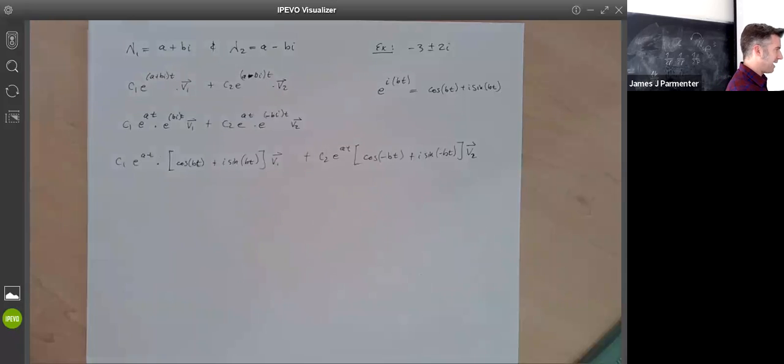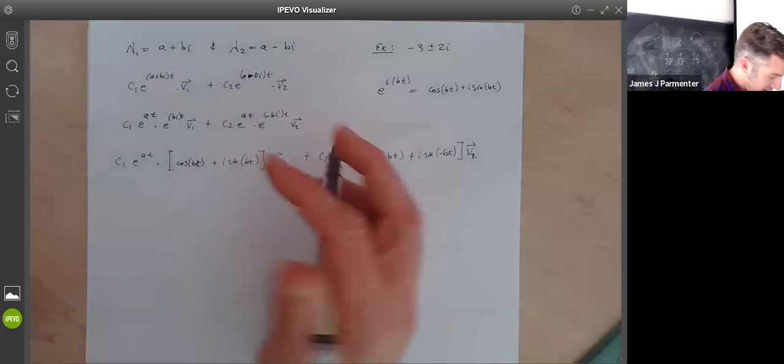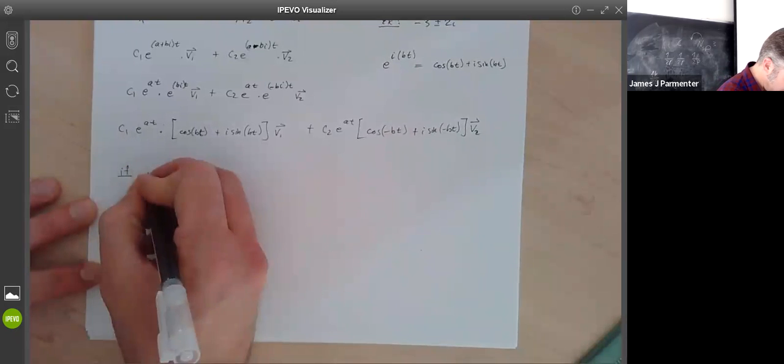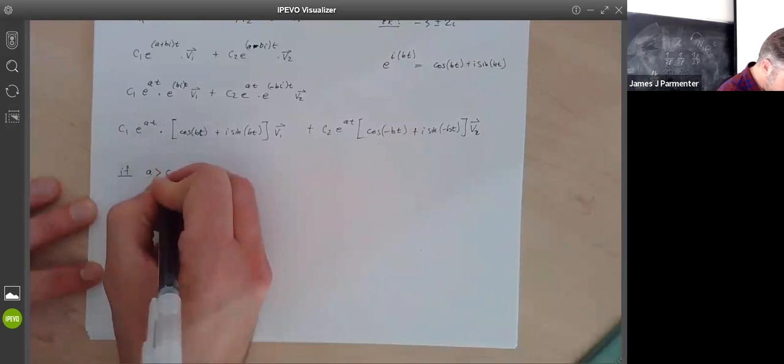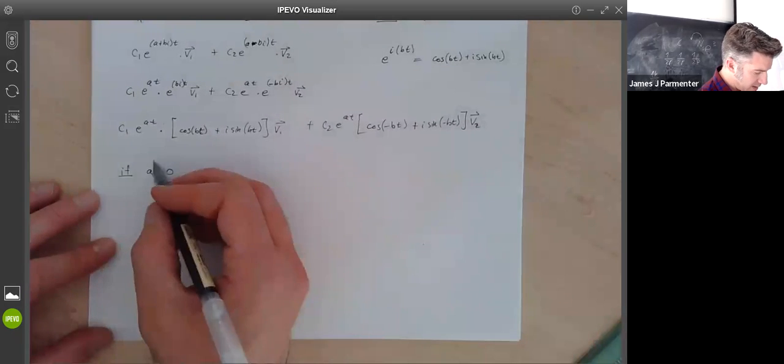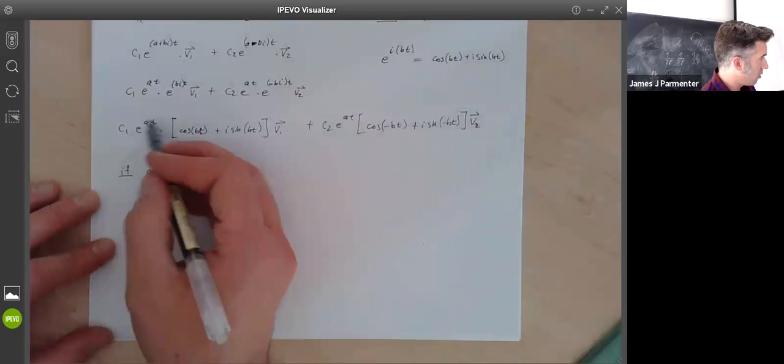Okay. The good news is I don't think he's actually going to make you do any of these ones where you have to find the eigenvectors when they're imaginary. It's really kind of a terrible process. But the point I want to point out is that if the real part of your eigenvalue is positive, look what's going to happen. If a is positive, this thing is going to grow and grow and grow.